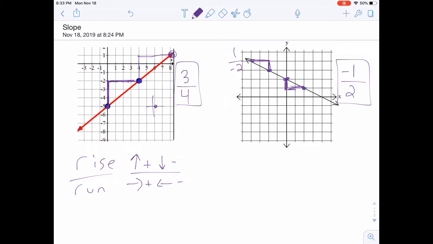We talked about in class a horizontal line would be a slope of 0. A vertical line would be a slope that is undefined. Okay, the four different types.